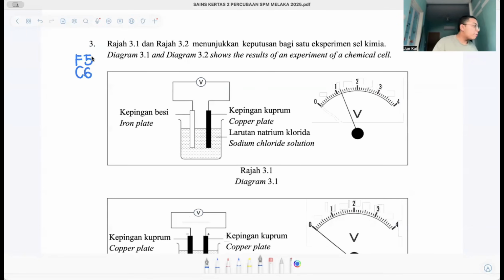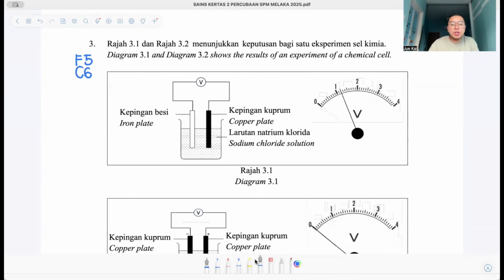Okay, wait, I go to get my textbook now because I'm afraid of wrong concept. Okay, guys, it will be better you have your own textbook. So this is Form 5, Chapter 6. So this one will be electrochemistry. I'm a bit afraid I teach the wrong thing, so that's the thing.